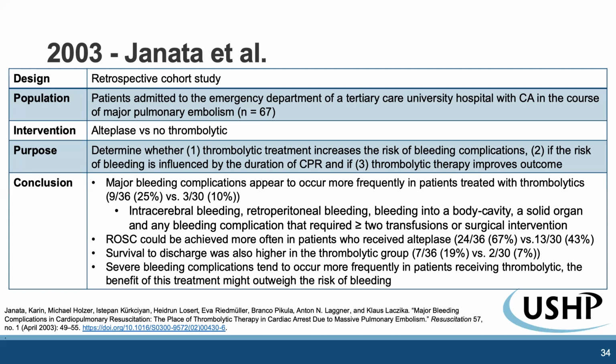ROSC could be achieved more often in patients who received alteplase, and this was 67% versus 43% in our patient population. And then survival to discharge was also higher in thrombolytic groups. And lastly, severe bleeding complications tend to occur more frequently in patients receiving thrombolytics, and the benefit of this treatment might outweigh the risk of bleeding.